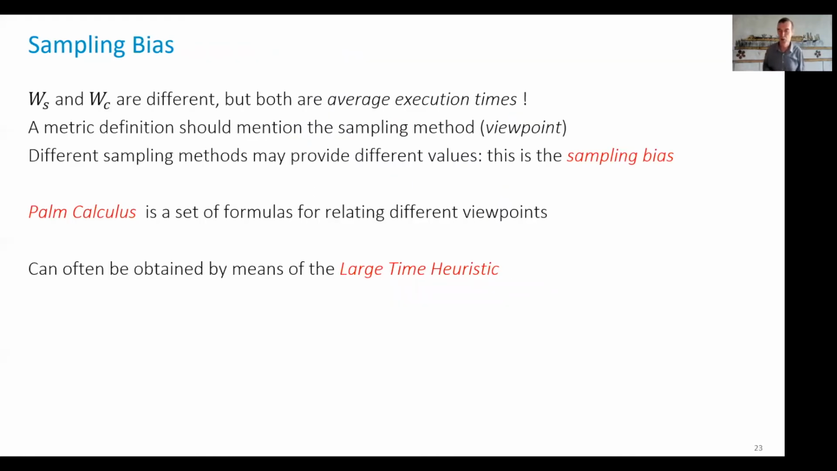Both are right. Nobody's cheating. Of course, they could be cheating, but I'm assuming here they are not cheating. So both are computing from two different viewpoints. And this difference in calculation is called the sampling bias.